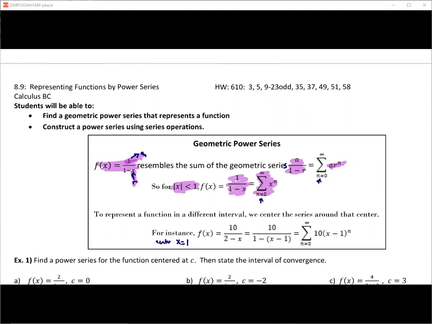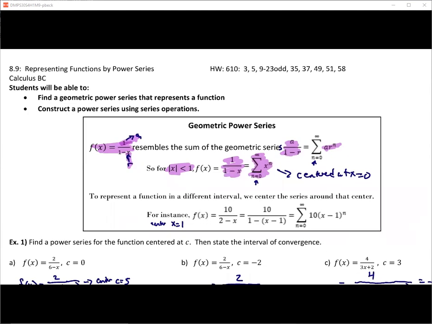So what happens if I want to represent a different interval? What happens if I don't want to center this at x equals 0? So this one is centered at x equals 0. If that's centered at x equals 0, I could take any function and manipulate it. What happens if I want to center it at x equals 1? I need to write the denominator so it's minus x minus 1. And then we compensate by figuring out what that value should be.